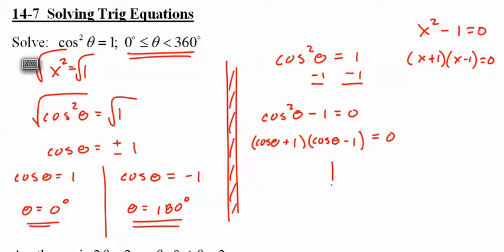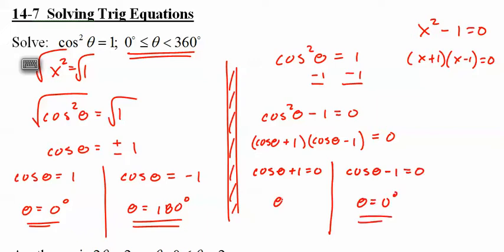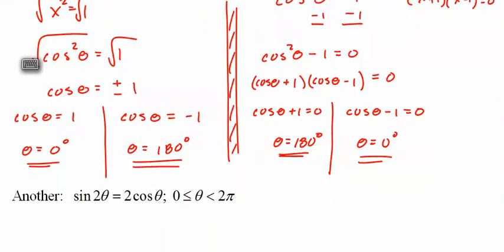Now we use the zero property where this could equal 0 or this could equal 0. And we're right back where we just started. 0 degrees. Two different ways to solve the same problem. And I like trig equations. I think they're fun.